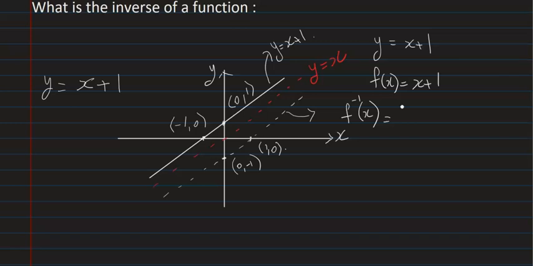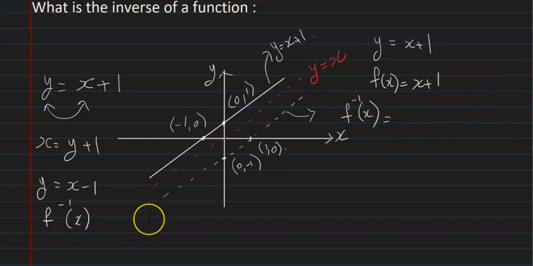To do that, we have to come back here, switch x and y around, and rewrite the equation for y. So here we're going to do x equals y plus 1, and then we're going to solve for y. y is equal to x minus 1. So f inverse of x, that's how you read it, is x minus 1. So that's the equation, that's the graph.